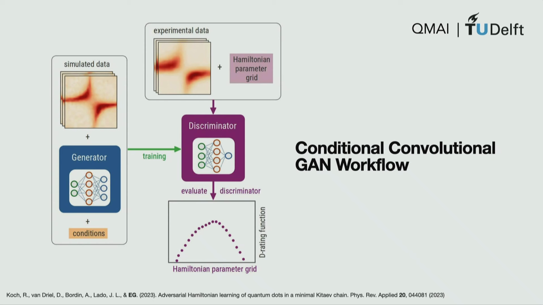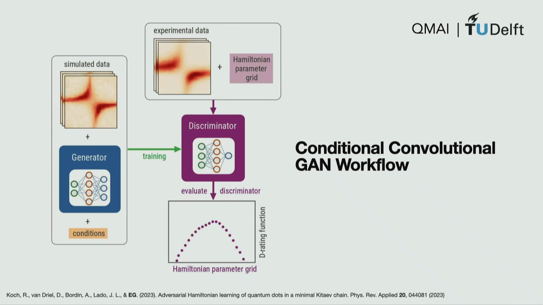And then when we train the model, we test it on experimental data, meaning we feed the experimental data together with the conditional Hamiltonian parameter into the discriminator. What you get out is a distribution that tells you how confident the discriminator is that this is a correct data point. So you don't get one point that tells you J is one. You get a confidence distribution of your discriminator, and what you want is to find the point where the probability that the experimental data point fits the parameter is correct.